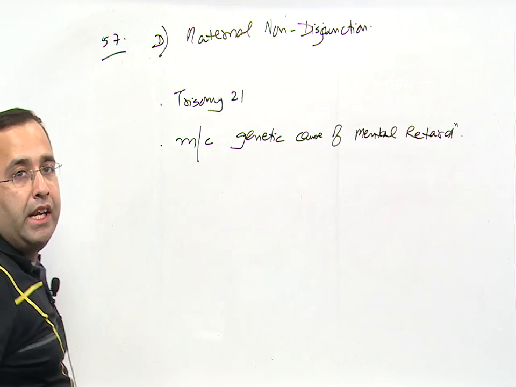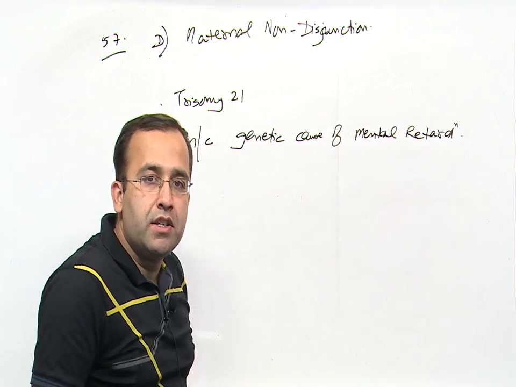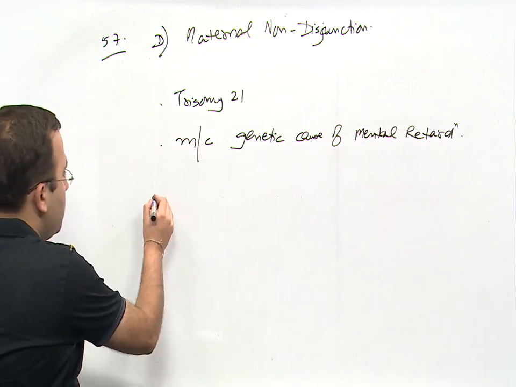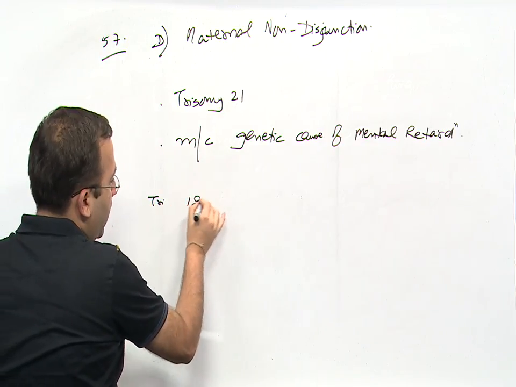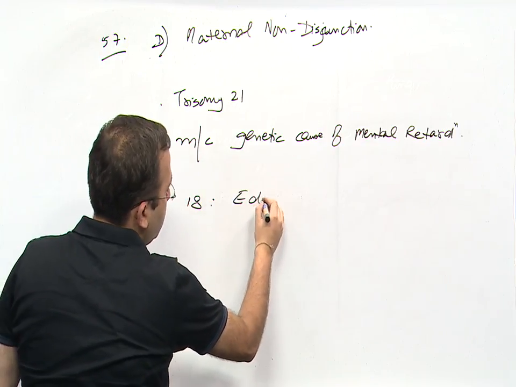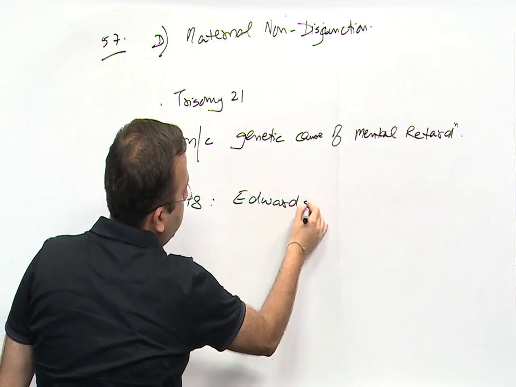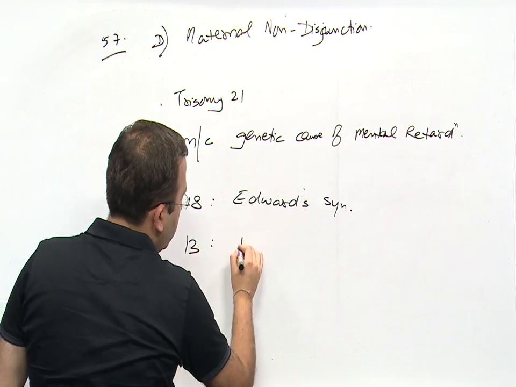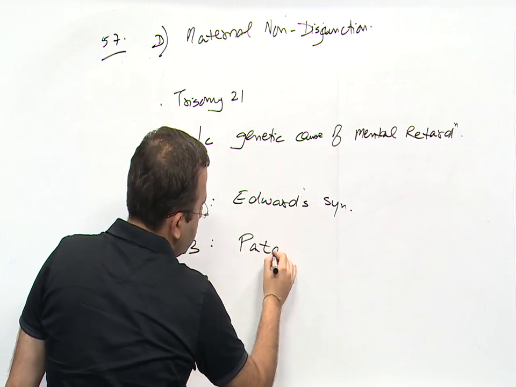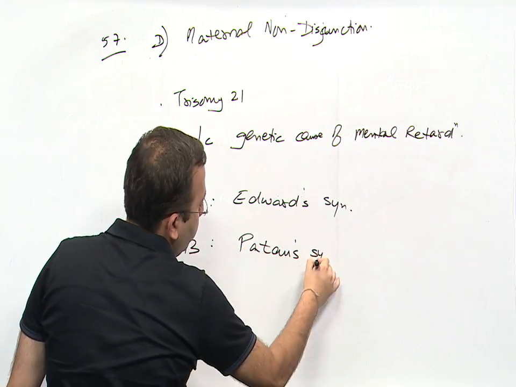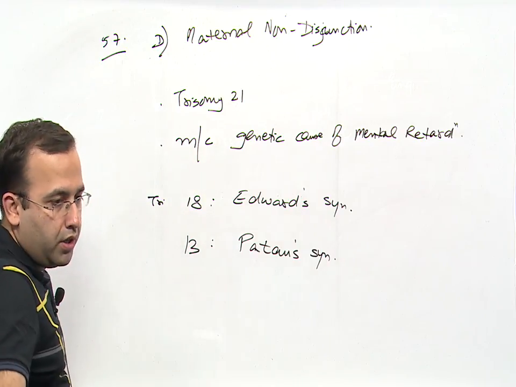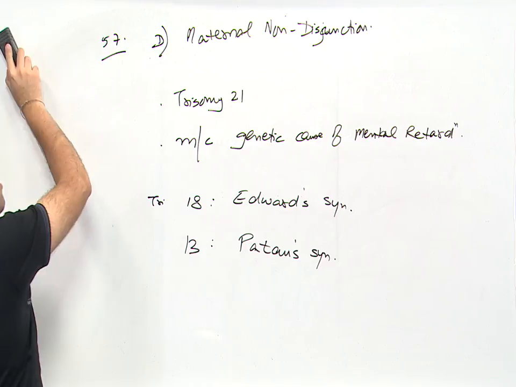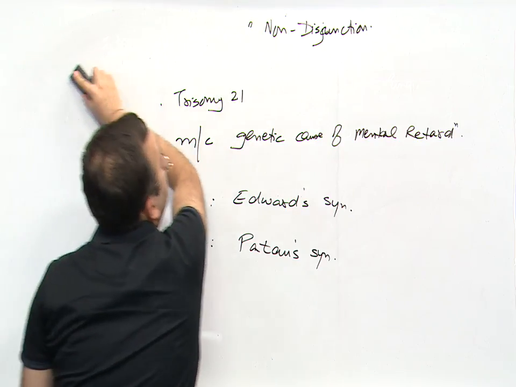Next, trisomy 18 is Edwards, trisomy 13 is Patau's. So, having a look at trisomies, trisomy 18 Edwards syndrome, whereas trisomy 13 Patau's syndrome. This you already know.